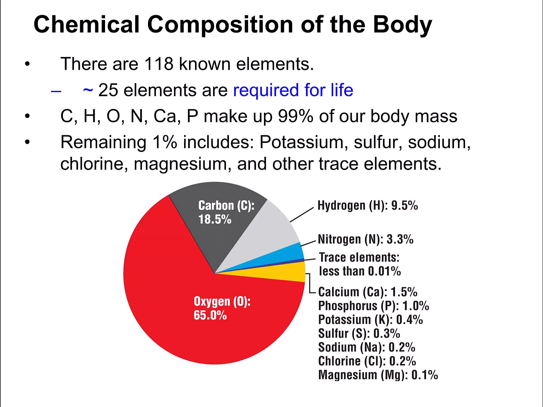When you look at the chemical composition of the body, there are about 118 known elements. Around 25 of those elements are required for life. And of course, you know from the previous unit, 99% of our body mass is CHON-CAP, these 6 elements: carbon, hydrogen, oxygen, nitrogen, calcium, and phosphorus. The remaining 1% includes those trace elements: potassium, sulfur, sodium, chlorine, magnesium, and there are other kinds of trace elements.